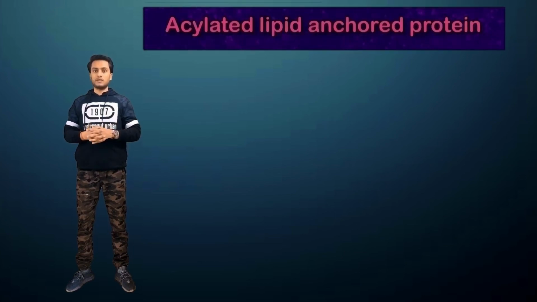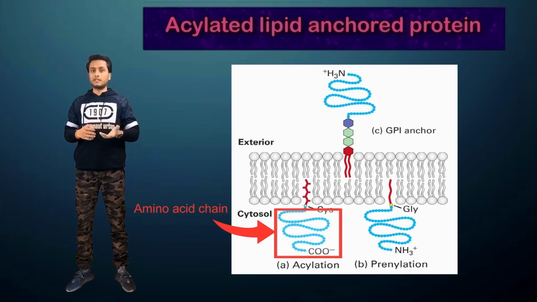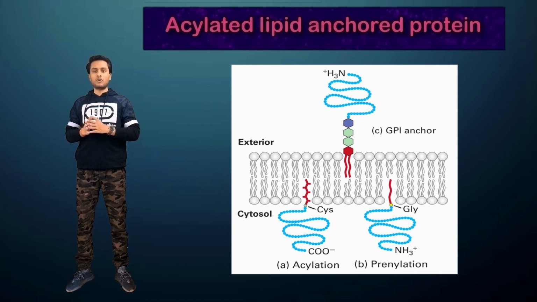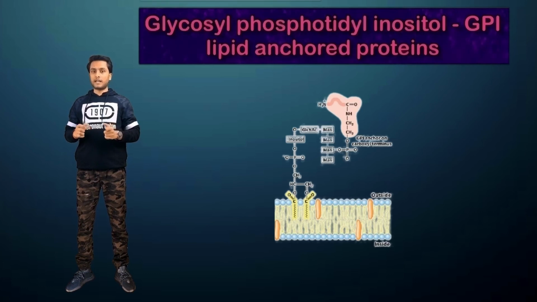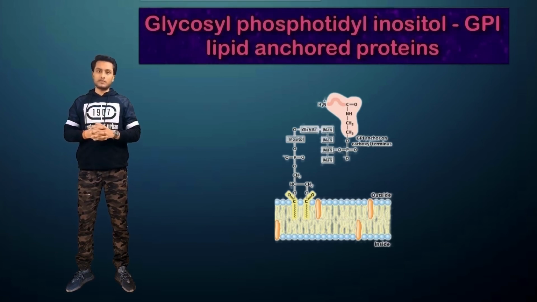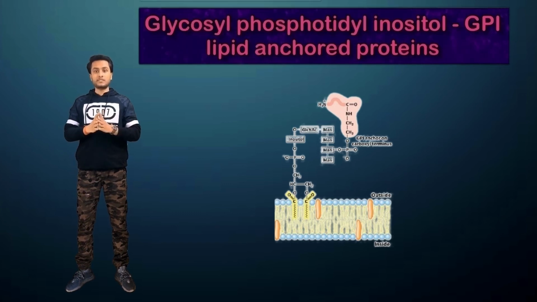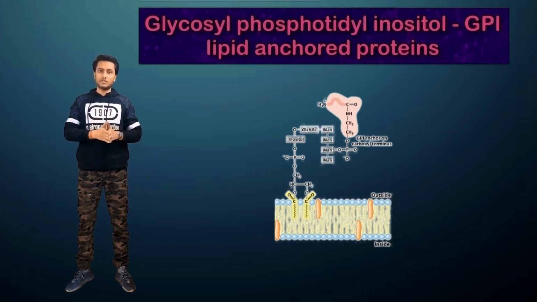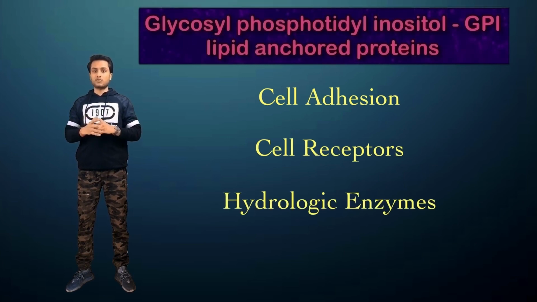Coming to another type of lipid anchored protein, that is acylated proteins. Here different fatty acid chains are incorporated with amino acids and result in acylated proteins. The most common are myristic and palmitic fatty acid chains. And the last is GPI linked anchored proteins. Here the proteins are linked with the GPI complex via an amide linkage at the C-terminal carboxy group. But great diversity is seen in GPI linked anchored proteins, due to which major functions are possible, that is cell adhesion, cell receptors, and some hydrolytic enzymes.